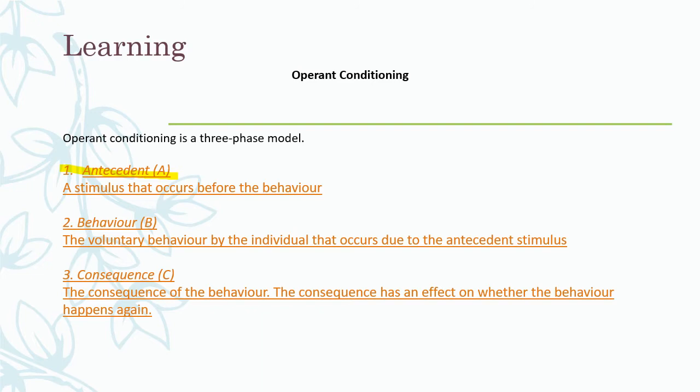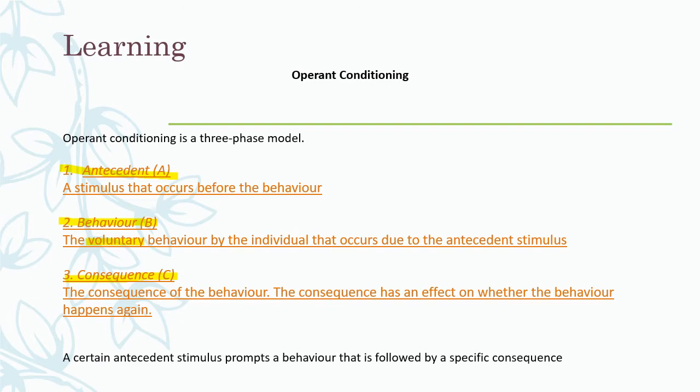Right? The behavior would be a voluntary behavior by the individual, and voluntary being the word you need to use, that occurs due to the antecedent stimulus. Because I've asked Johnny to mow the lawn, his behavior is to mow the lawn. As a consequence of the behavior, I'm going to give Johnny money. So the consequence of money has an effect on whether or not the behavior will happen again. So a certain antecedent stimulus prompts behavior that is followed by a specific consequence.